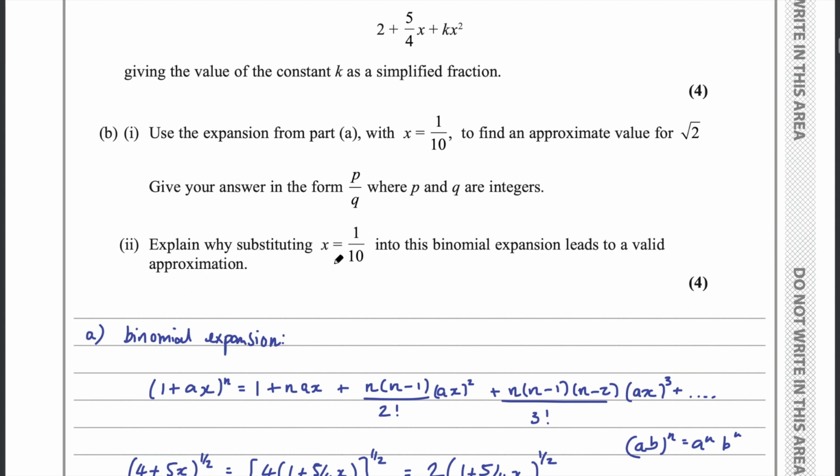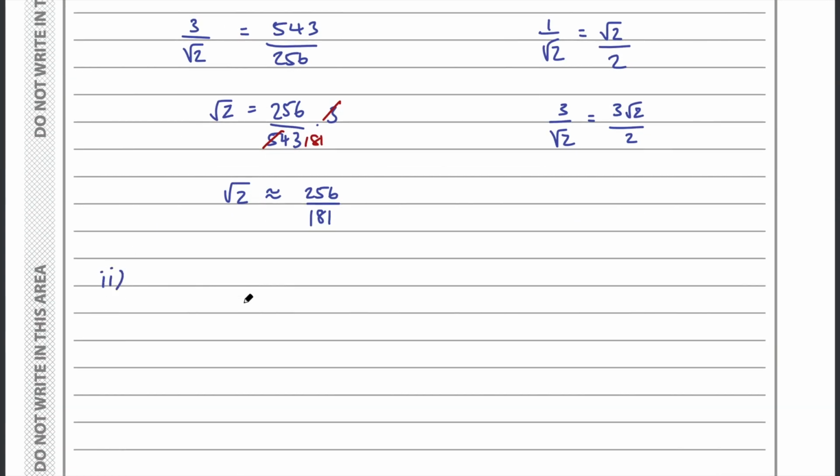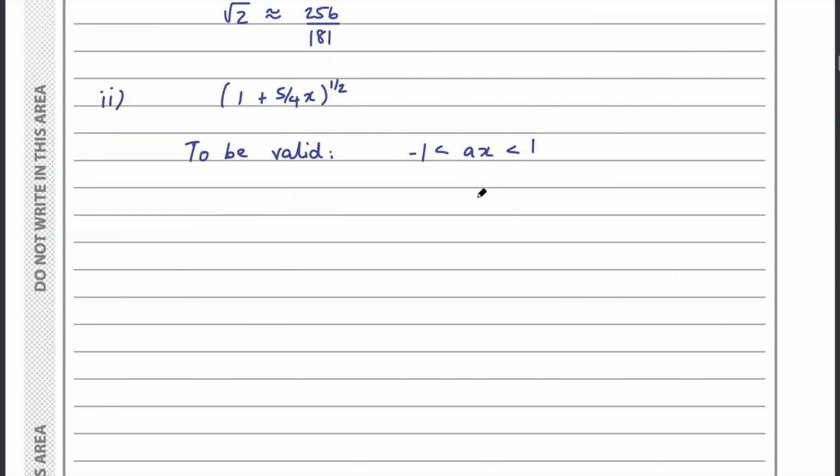Part 2 says explain why substituting x equals 1 over 10 into the binomial expansion leads to a valid approximation. Okay, so we're talking about validity here. So we performed a binomial expansion on the expression 1 plus 5 on 4x to the power of a half. And the general idea of the binomial expansion approximating the value of this expression is based on convergence. So we want it to converge to a particular value when we do that expansion. And it's generally thought that when this power is a fraction, this generally only happens when ax is between -1 and 1. I don't believe this is proven to always be the case, but I think it's more of a general rule that if ax is between -1 and 1, this will converge to a particular value and then the expansion is valid. So this is the typically accepted test of validity.